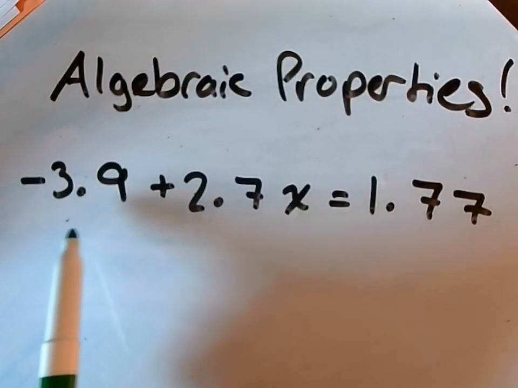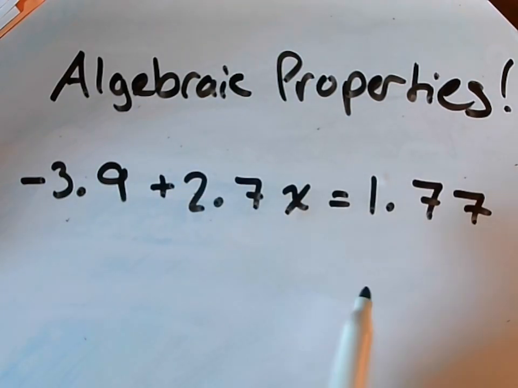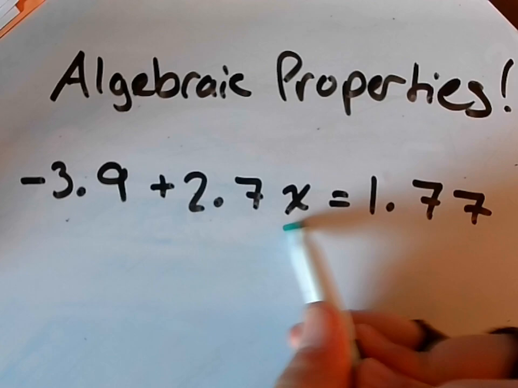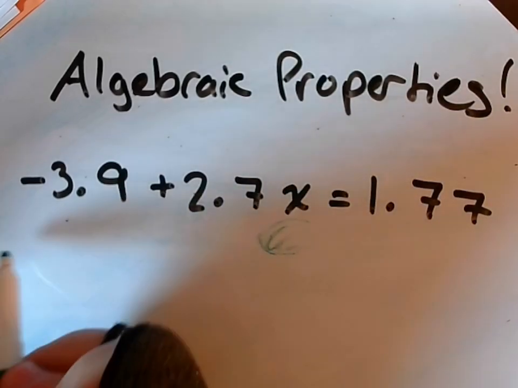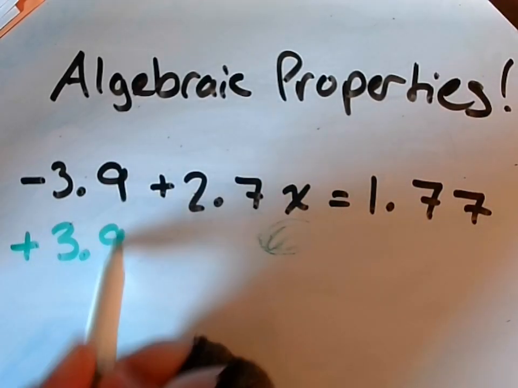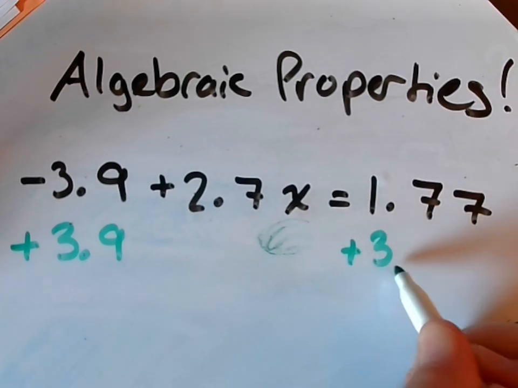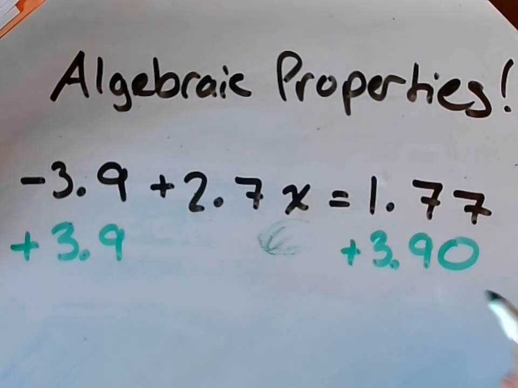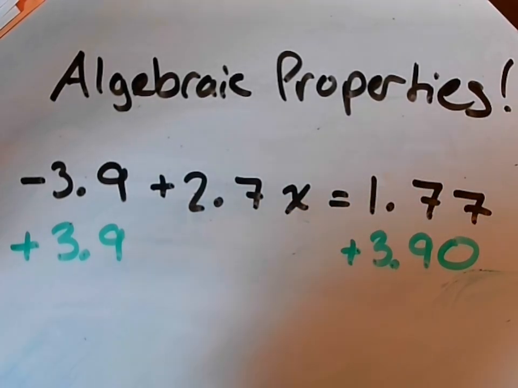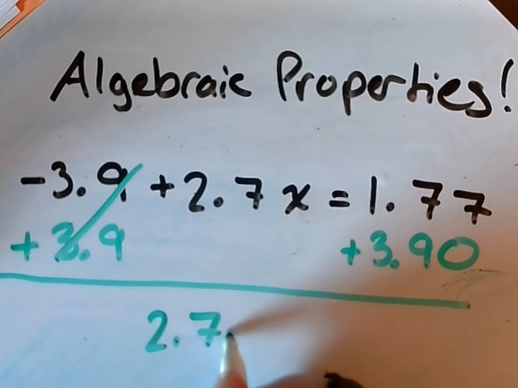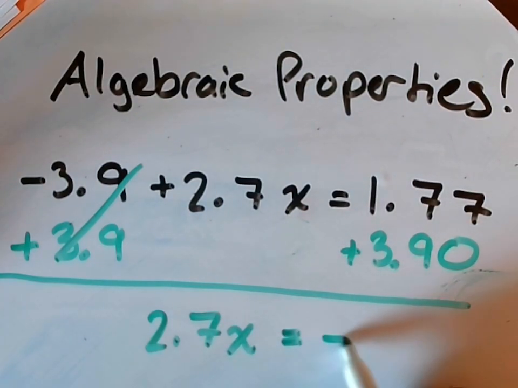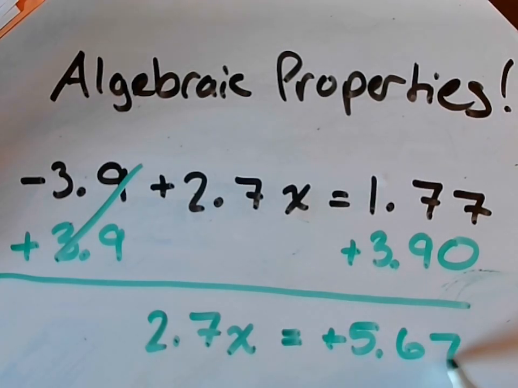So if we have negative 3.9 plus 2.7x equals 1.77, we want to get x by itself. The first thing we need to do is get rid of this negative 3.9 by adding it. And of course we add to both sides. Put a 0 on the end if that helps you to add properly. So that goes away, and we have 2.7x equals positive 5.67.